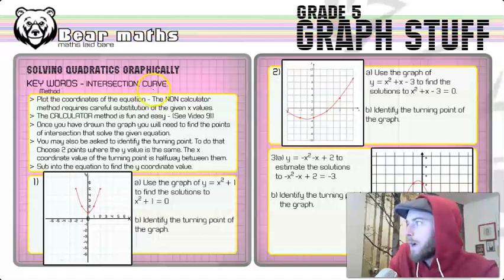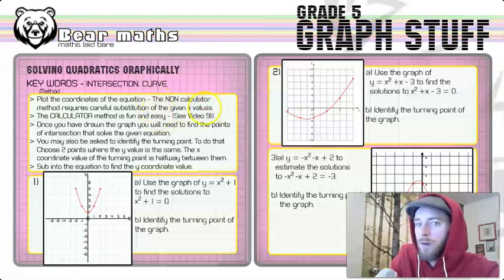Right. Method states, plot the coordinates of the equation. The non-calculator method requires careful substitution of the given x values. The calculator method is fun and easy. See video 91. So that's if you have to draw the equation yourself. The questions I've got here, I've drawn them in already. So those steps are if you have to do it yourself. Once you've drawn the graph, you'll need to find the points of intersection that solve the given equation.